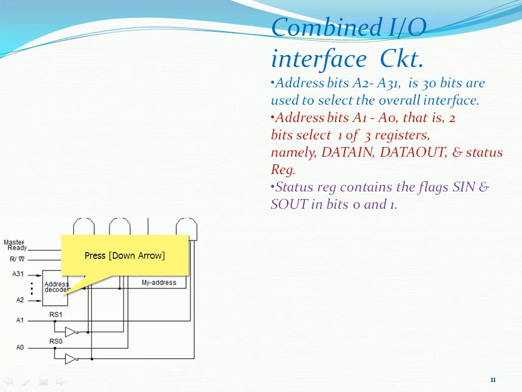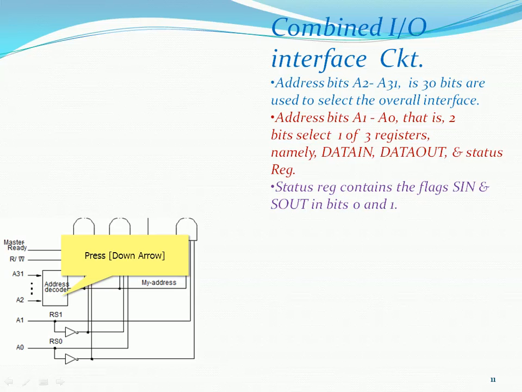So in order to avoid the repetitive components, the status register contains the flags SIN and SOUT. That will be 0 and 1. So SIN is 0 and SOUT is 1. SIN is 0 means that it acts as an input circuit, an input interface. SOUT is 1, it acts as an output interface, right?